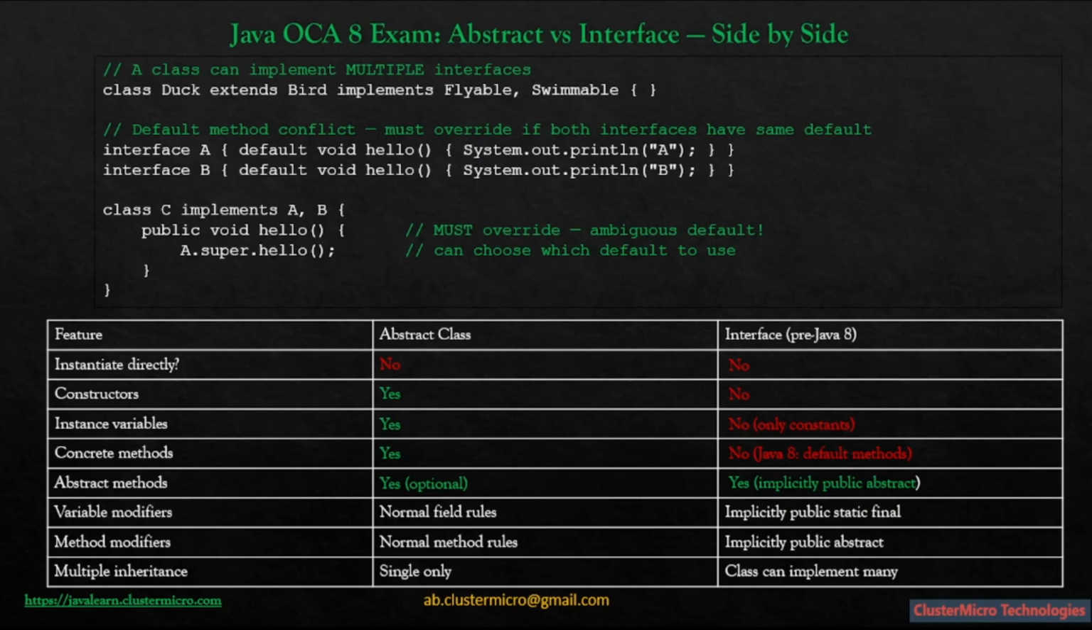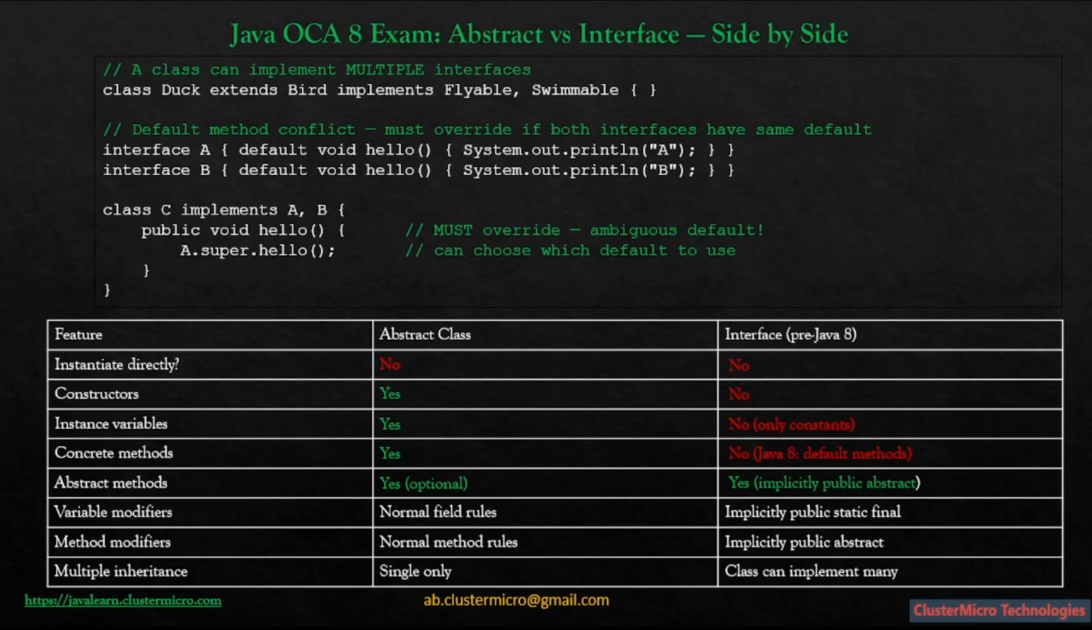A class can only extend one other class. Single inheritance for classes is a hard rule in Java. But a class can implement any number of interfaces. Duck extends Bird, that's one parent class, and implements both Flyable and Swimmable. The interfaces are listed after the implements keyword, separated by commas.